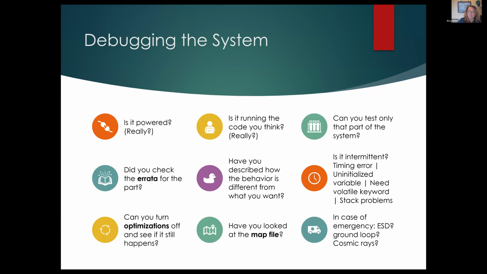Firmware is between hardware and software. That's why it's called firmware. Firmware and embedded systems are usually the same thing. They're usually the same team.